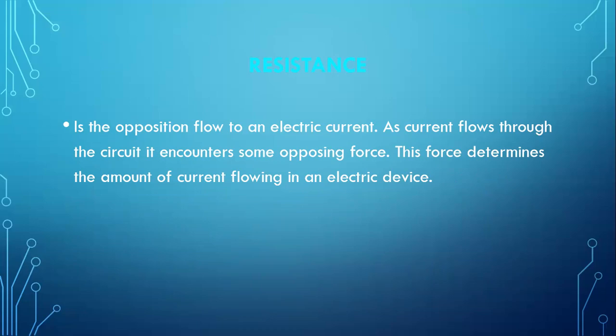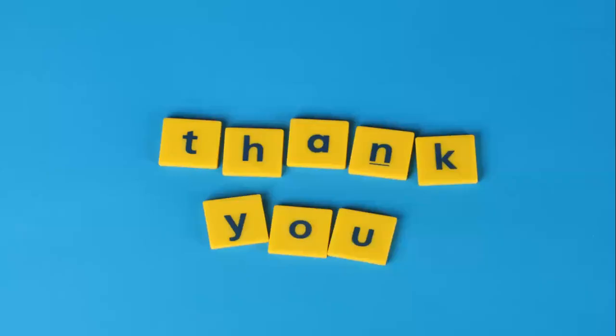So I hope it's clear, guys. We've simply discussed the three common terms that are in current electricity: current, voltage, and resistance. In our next video, we're going to see Ohm's law, where we'll see the relationship between these three: current, voltage, and resistance.